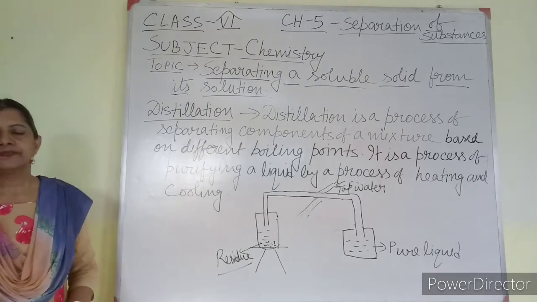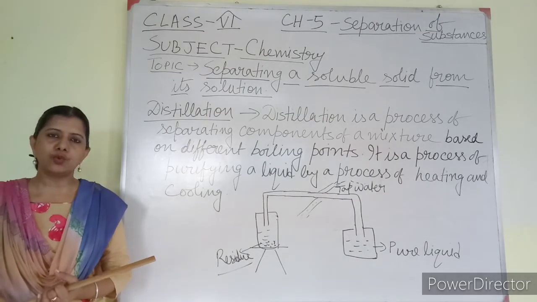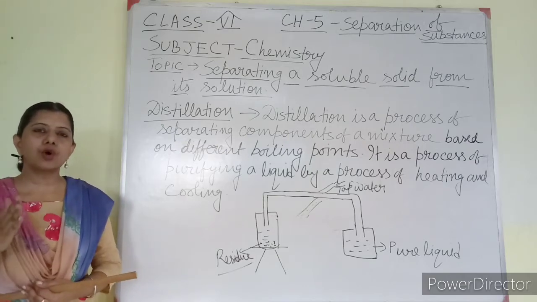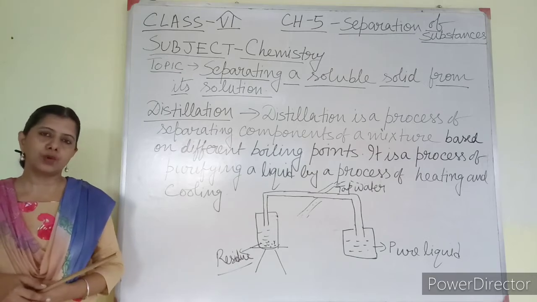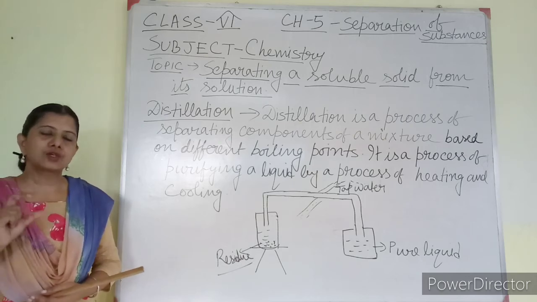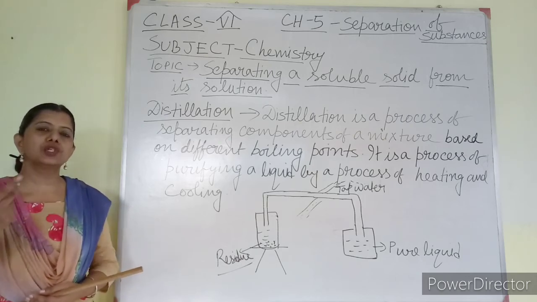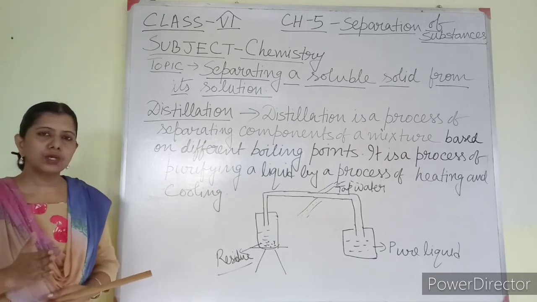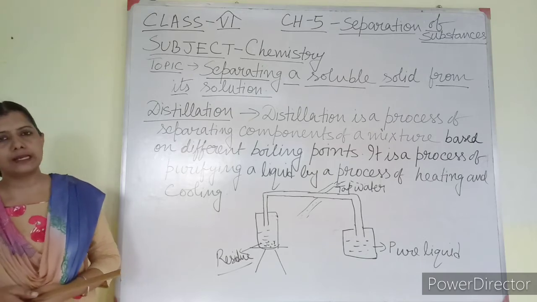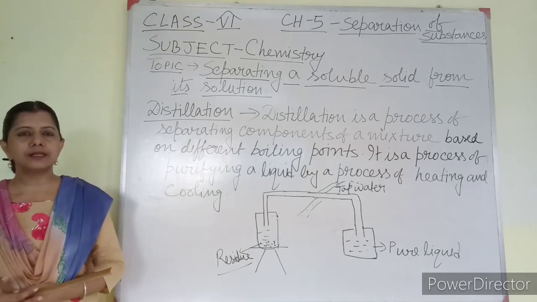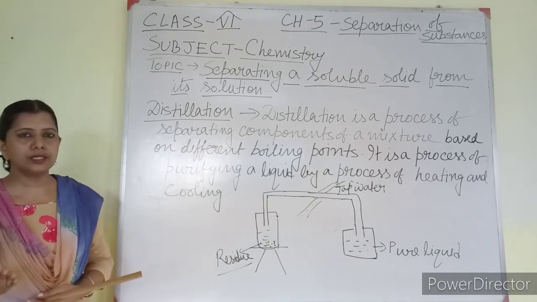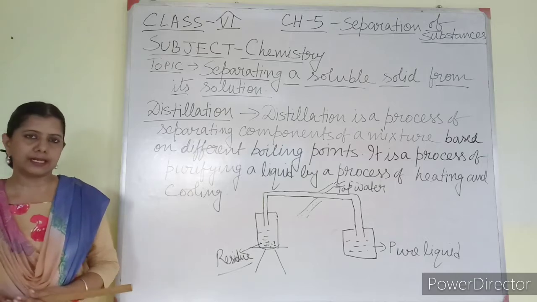What does this mean? In distillation, a mixture is there and the components of the mixture are present. Different components have different boiling points. Boiling point means a fixed temperature at which the liquid changes into vapor state. A particular temperature at which a liquid changes into vapor state is known as its boiling point. Solid is also dissolved in the liquid. The solid also has a boiling point because solid will first change into liquid state and then to vapor state.